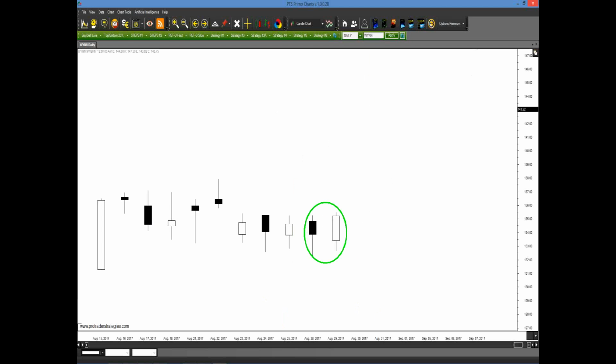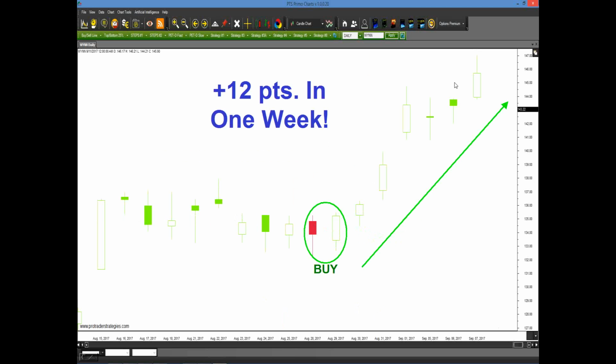It wasn't until I applied the PET D and I see that there's no trend or range in the market, but if I apply the PET D, all I'm concerned about is the color of bar number 2. And bar number 2 is colored green. In fact, the whole time we were going sideways, the PET D was coloring the market green. But bar number 1 was red, but bar number 2 is green. So in this engulfing pattern, that's all that matters. And 12 points in 1 week, okay?